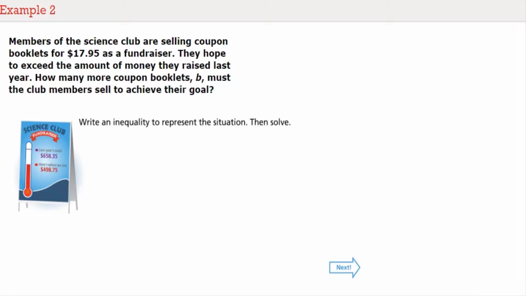Members of the Science Club are selling coupon booklets for $17.95 as a fundraiser. They hope to exceed the amount of money they raised last year. How many more coupon booklets, B, must the club members sell to achieve their goal? In this question, we have to write an inequality to represent the situation, then solve.